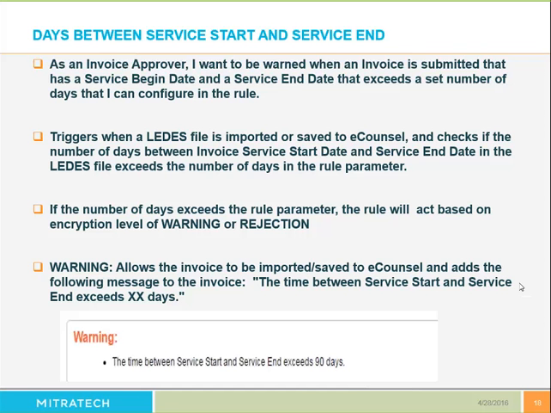This rule triggers when the lead file is imported and saved to eCounsel. It's going to check the number of days between the invoice start date and the service end date. And if it exceeds the number in your rule parameter, it will reject or warn, depending on your encryption level. It'll come in with this message on the invoice, right underneath the comment on your summary page. It doesn't come in at the line item level. This one is at the invoice level. So it'll say the time between service start and end date exceeds X number of days.